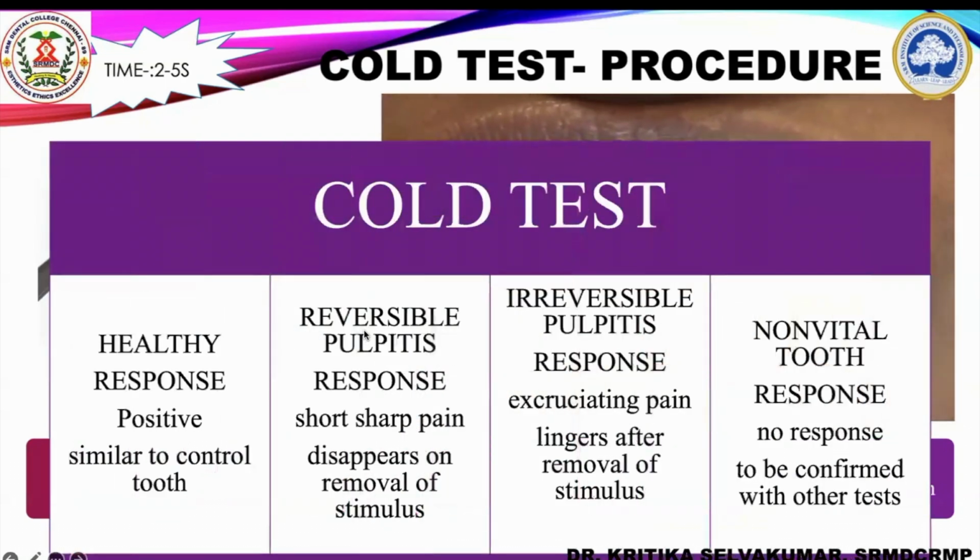The types of responses that can be elicited are: a healthy response, where the patient immediately responds to the cold stimulus, which is positive and similar to the control tooth. In case of reversible pulpitis, the patient elicits a short, sharp pain which disappears on removal of the stimulus. In case of irreversible pulpitis, the patient experiences an excruciating pain which lingers even after removal of the stimulus. And in case of a non-vital tooth, the patient does not respond to the cold stimulus, and this needs to be confirmed with other tests such as EPT and the heat test.